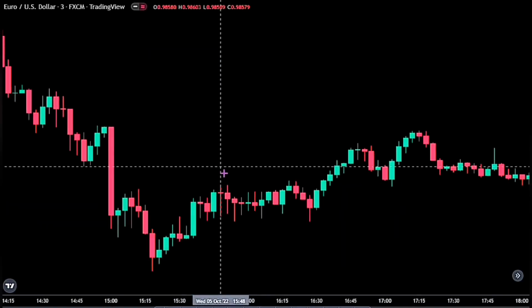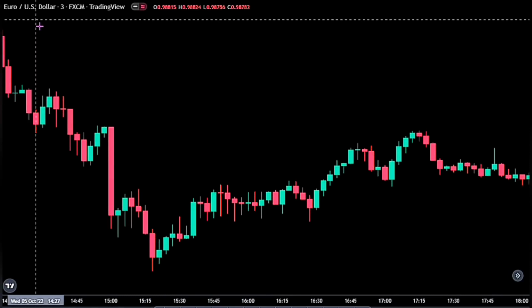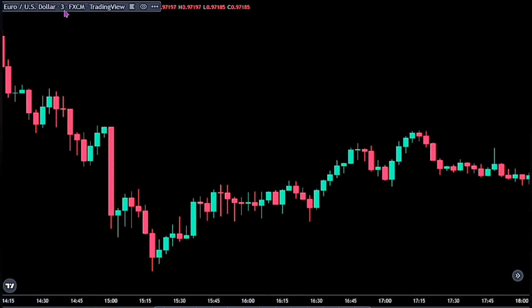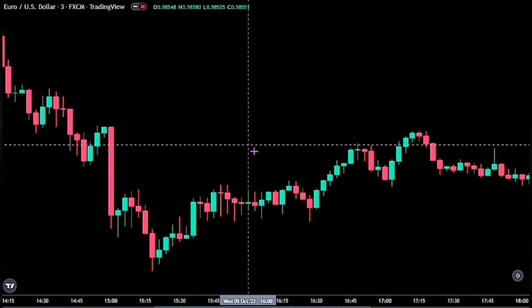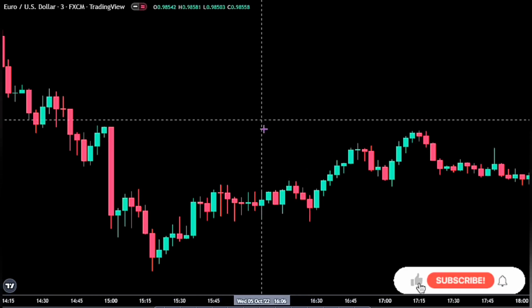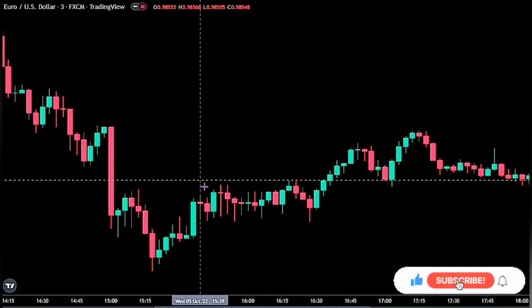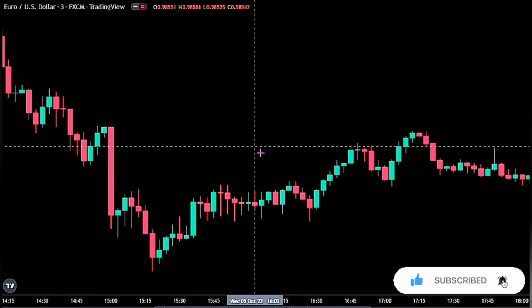Okay guys, for this strategy, we will be using the Euro United States dollar. And we are on the 3 minutes time frame. For this strategy, we will be using two amazing indicators to scalp the market like a pro. So let's quickly add the indicators to our chart to better understand the strategy.